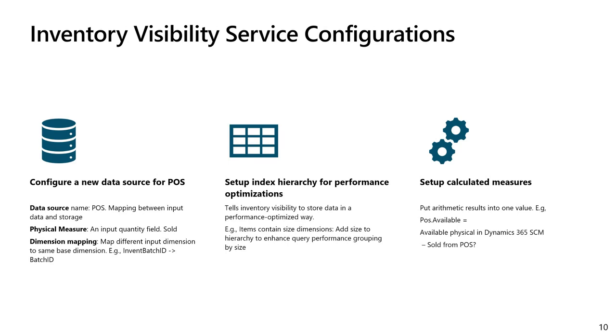And lastly, we want to set up what we call a calculated measure, defining arithmetic results into one value. For example, we want to store a value called POS.available, which indicates the difference between the available physical quantity transferred from Dynamics 365 supply chain management at the beginning of the day and the total quantities sold during the business hours.